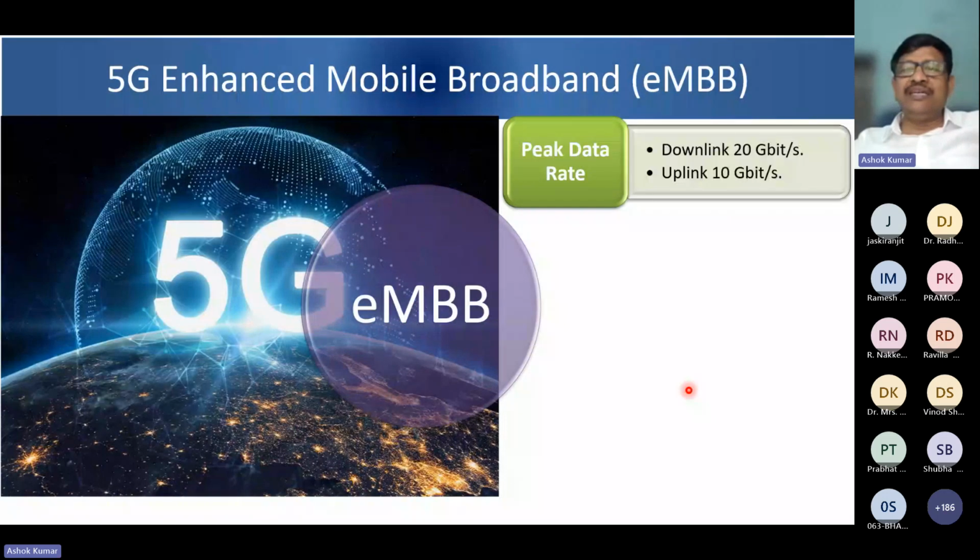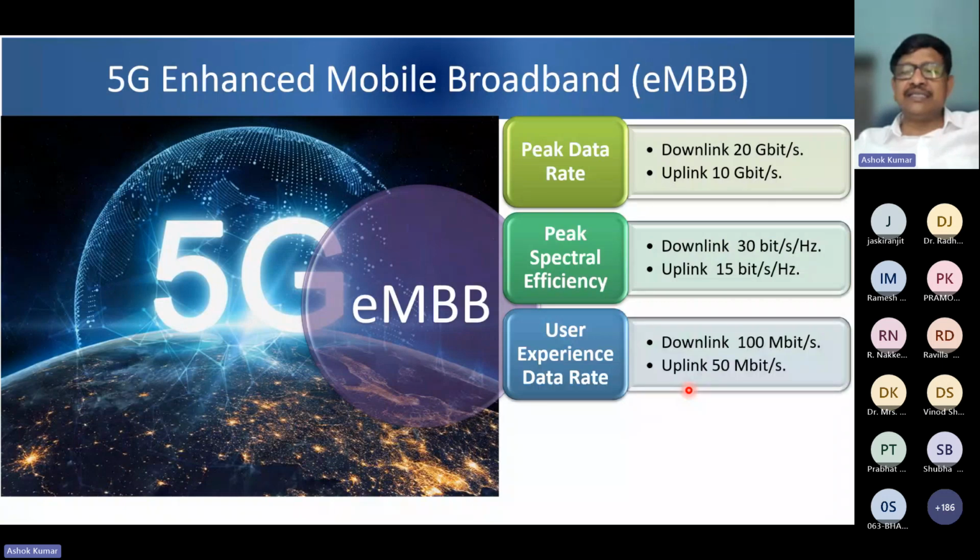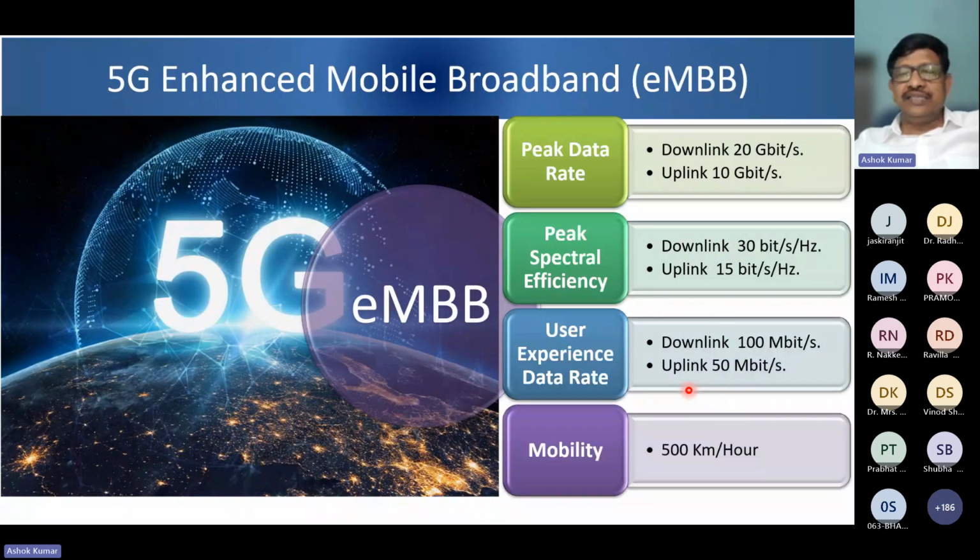Okay, so we talked about peak data rate, peak spectral efficiency, user experience data rate, and the mobility part. These four key parameters are to support enhanced mobile broadband mainly, although they will be used in other use cases, but the primary use is in enhanced mobile broadband. And with this, what kind of use cases can you think of that we can take care of with these key performance parameters? What kind of use cases should we be able to support? Any guess?